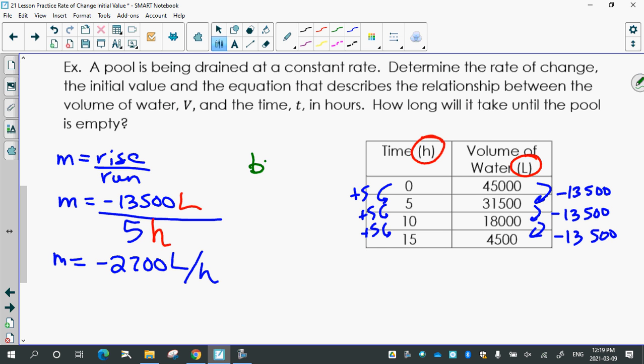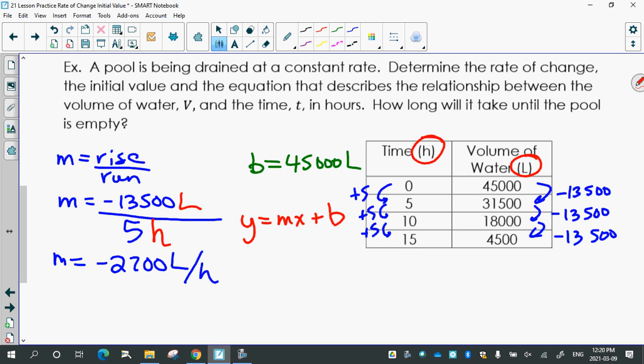So now we need B, the initial value. Amelia? 45,000. 45,000 liters, which in our mind we know means that the pool starts off with 45,000 liters of water in it. Okay? And then we want to change over from y equals mx plus b.